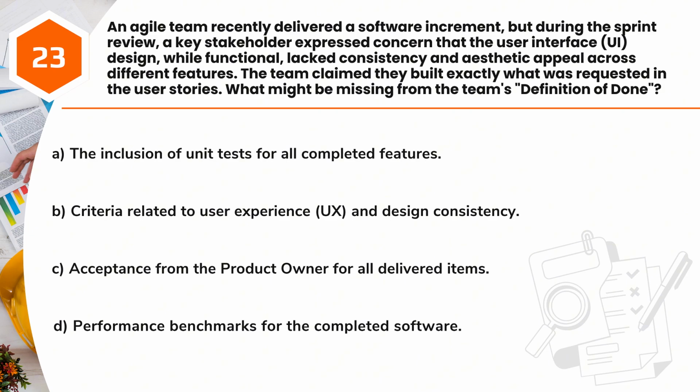Question 23. An Agile team recently delivered a software increment, but during the sprint review, a key stakeholder expressed concern that the user interface, UI, design, while functional, lacked consistency and aesthetic appeal across different features. The team claimed they built exactly what was requested in the user stories. What might be missing from the team's definition of done?